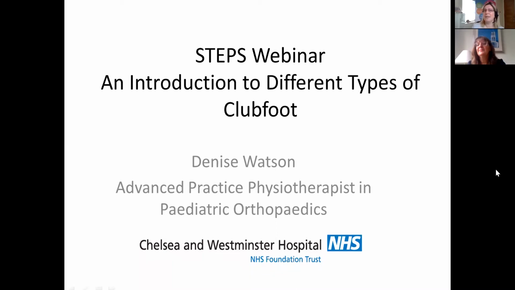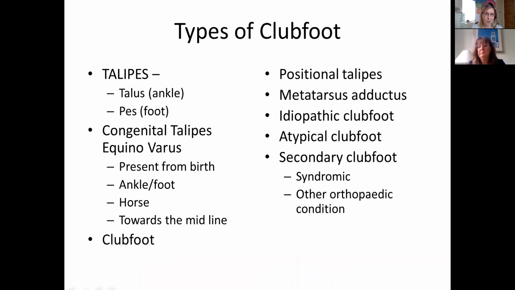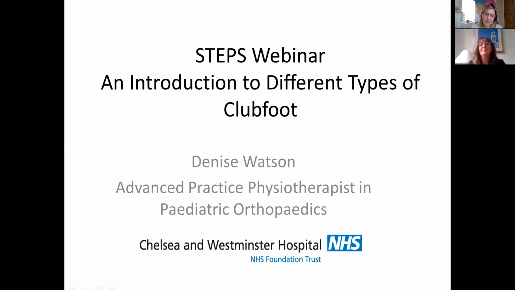We're going to start with a presentation on the different types of clubfoot and then moving on to Metatarsus Adductus. After the presentation, we're going to open up the opportunity for people to submit their questions. And if you look at the bottom of your screen, you should see a Q&A section. That's the way for you to send questions that you have related to the webinar.